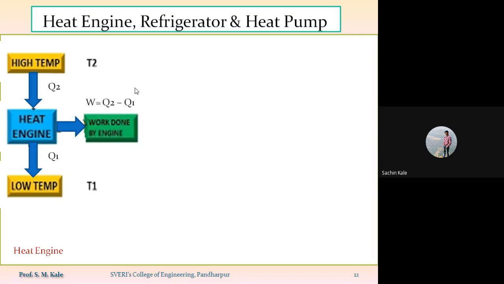W is work, nothing but the output. आणि हे W आउटपुट भेटण्यासाठी मी इनपुट काय देतोय? Q2. हीट इंजिनला इनपुट काय देतोय? Q2 is nothing but the input. So here if I want to calculate the efficiency of this heat engine, so efficiency is nothing but output upon input, whereas output is nothing but work produced. Output is nothing but work produced by that engine, and to produce that W amount of work I need to supply the Q2 amount of heat.